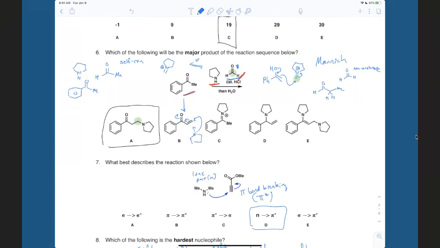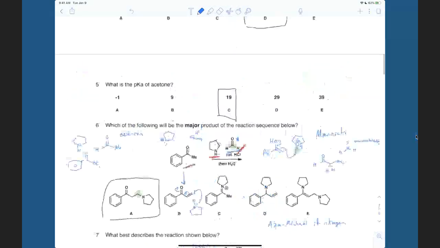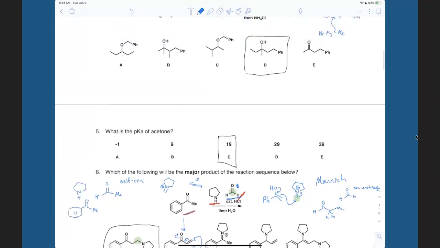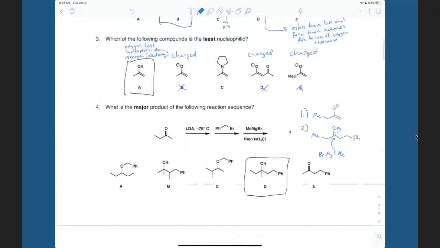Yeah, Michael addition is the same as 1,4 addition. The Michael addition is usually reserved for carbon nucleophiles, so it would be called an aza Michael if it's a nitrogen. Yeah, so Michael addition, 1,4 addition, and conjugate addition are all kind of interchanged in the literature. So sorry if I don't stick with one. pKa of acetone, that's a good one. These are some reasonable problems.